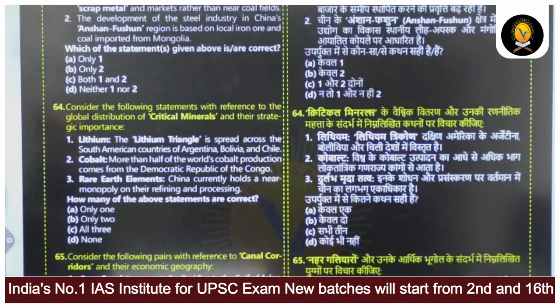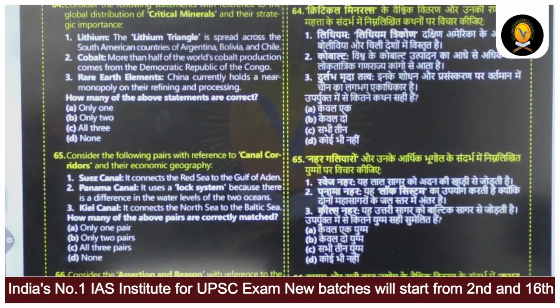Now, consider the following statement with reference to the global distribution of critical minerals and their strategic importance. Lithium, the lithium triangle is spread across the South American countries of Argentina, Bolivia and Chile, correct. Cobalt, more than half of the world's cobalt production comes from the Democratic Republic of Congo. Rare earth minerals, China currently holds a near monopoly, yes. So, 64, all 3 are correct.